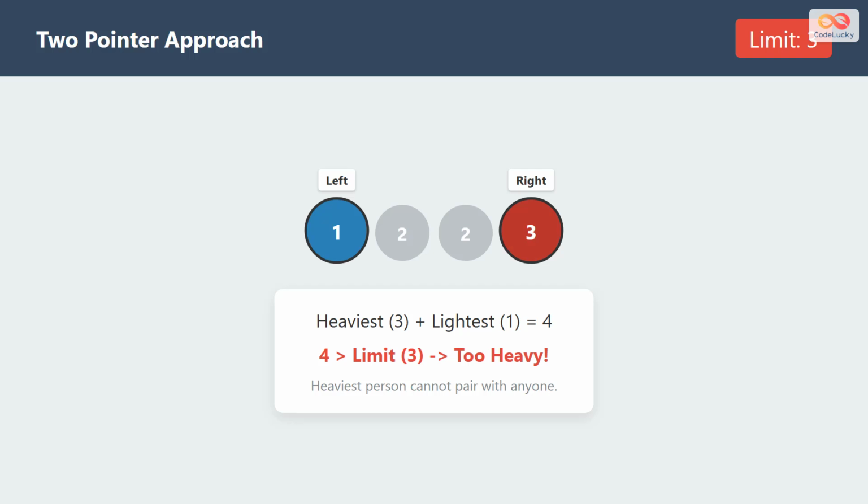We can implement this using 2 pointers. One pointer, called left, starts at the lightest person. The other pointer, called right, starts at the heaviest. In our example, the heaviest person weighs 3. We check if they can pair with the lightest person, who weighs 1. 3 plus 1 is 4, which is greater than our limit of 3.